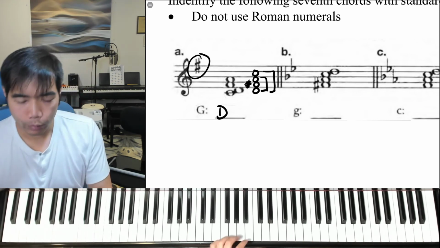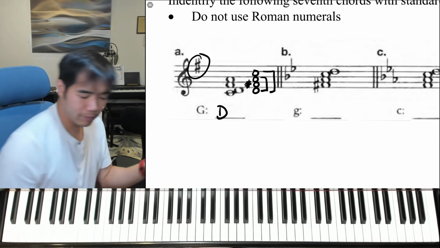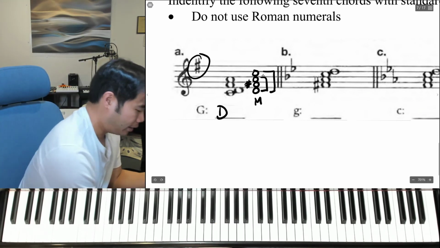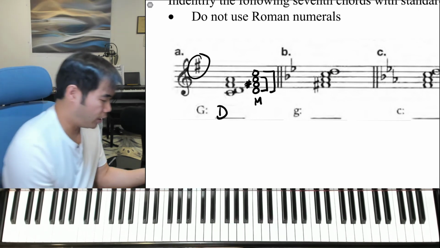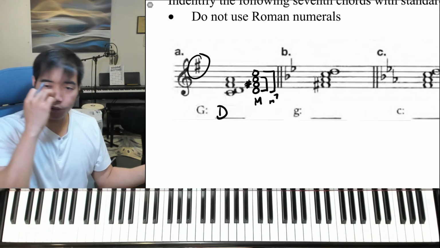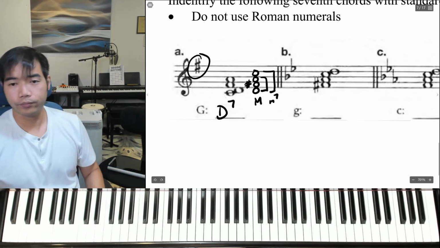Okay, our triad is D, F sharp, A. If you analyze that, you'll find out that it's a major triad. We have a major triad, and then D to C is a minor 7th, since it's the whole step below the octave, which means we have a major minor 7th, otherwise known as just a D7.